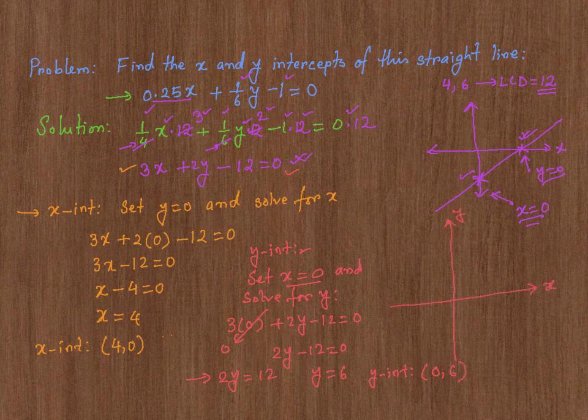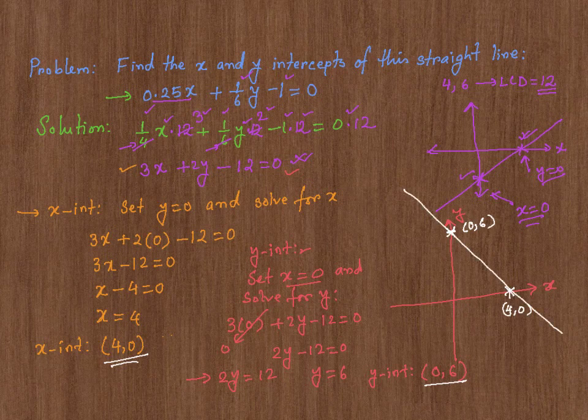Now we have two distinct points on the straight line. Therefore we can label those 2 points and connect them to get the graph of the straight line. So (0, 6), the y-intercept, let's say it's here. And the x-intercept is at (4, 0). So let's say this is here, (4, 0). Now I have two distinct points on the straight line. All I have to do is connect those 2 points and we will get the straight line.